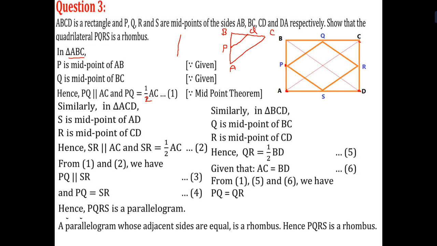Similarly in triangle ACD, if you see properly, A, C and D. We can draw it here, ACD. Again S is a midpoint and R is a midpoint. If we join, then by the midpoint theorem again, SR is parallel to AC and SR is equal to half AC. So from the first and second we say that PQ is parallel to SR and PQ is equal to SR. So PQRS is a parallelogram.